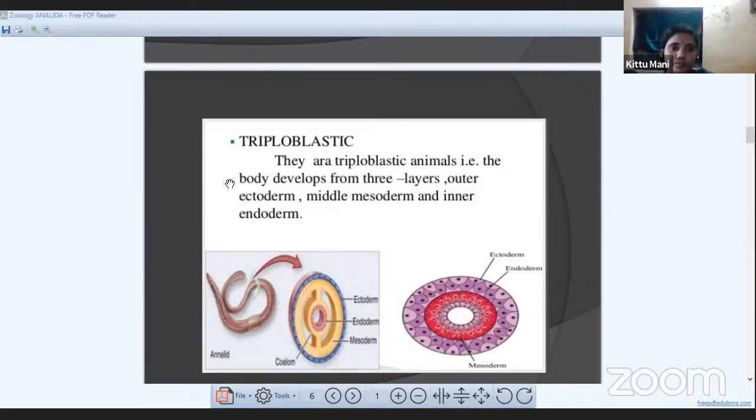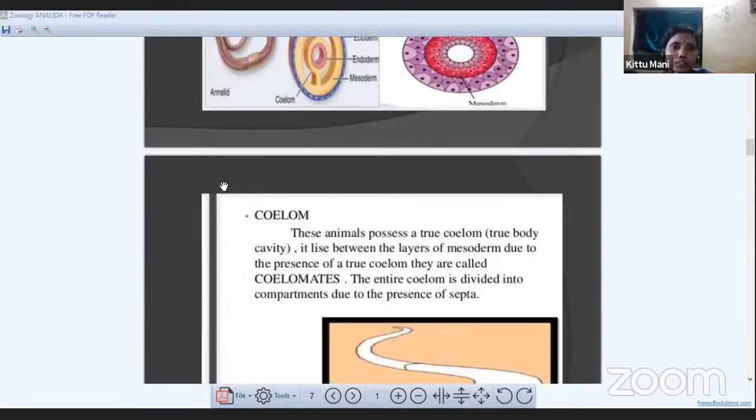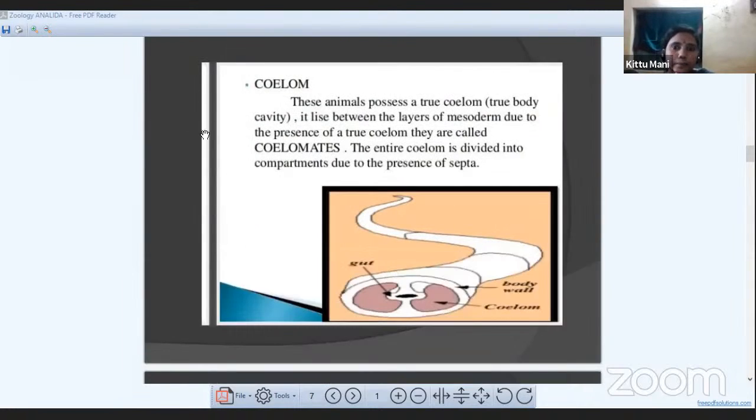Okay, the next, the coelom. What is it, students? Coelom. Coelom means the true body cavity. The body cavity is true in annelidal organisms. We already learned about acoelomates, pseudocoelomates, and true coelomates in our previous sessions. Here in the annelidan case, we observe the true body cavity.